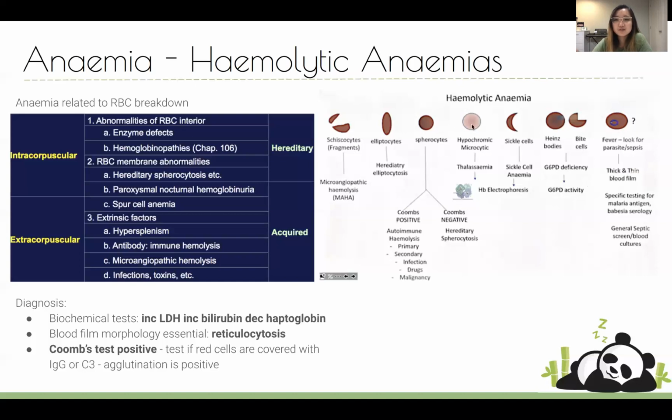But you can see with a lot of these that they're funky shapes, and that's kind of why it causes hemolytic anemia, because it's a funky shape. It gets destroyed essentially.